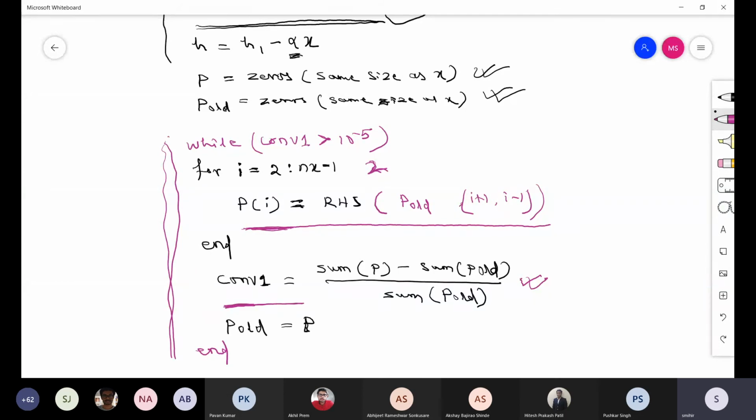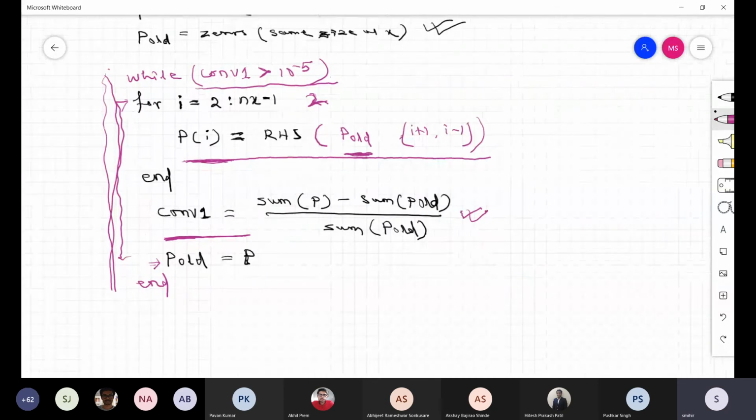Then you come here, convergence. You will never get convergence in the first step. Then you assign it to P old so that when you go back to the next step, you repeat it again, right? The while loop says: if convergence is greater than 10 to the minus 5, you go on running this while loop. That means in the next iteration, next step, P old will be the updated value. Okay. So how does it go?